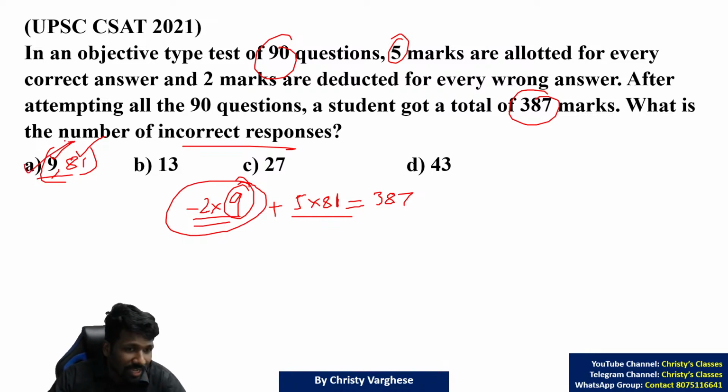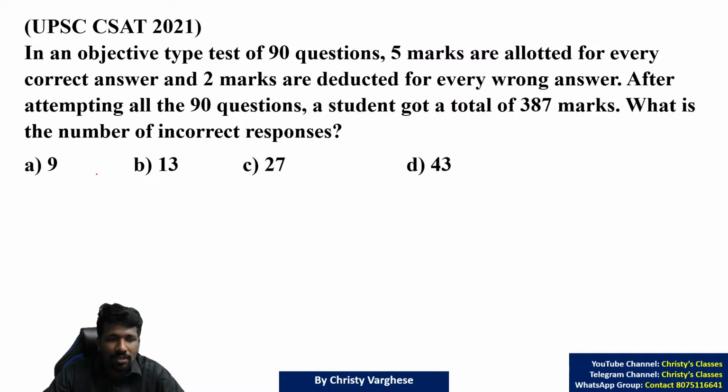Luckily, the first option is the answer. If 9 was there in the fourth option, you would have to do this 4 times or 3 times minimum. That will be very time consuming. So with elimination by substitution, in many questions the problem is that it depends upon which option is correct. That will decide how fast you can solve it.